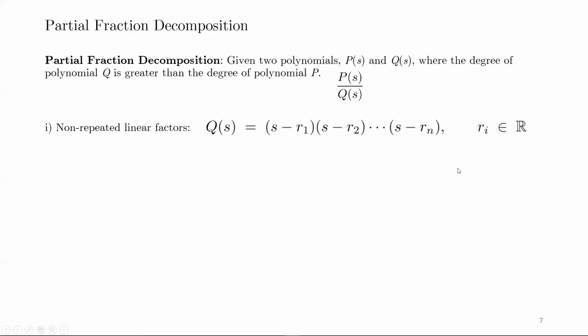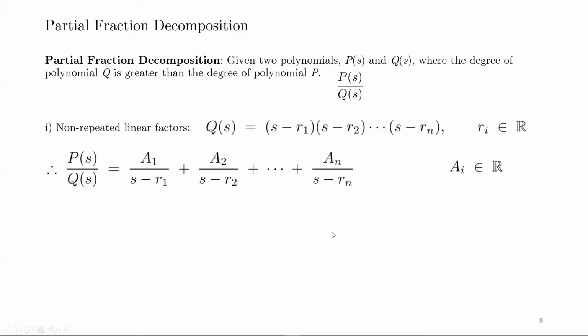So if it turns out that q can be written as the product of non-repeated linear factors, then our ratio p over q can be written as a1 over s minus r1, this first term, plus a2 over s minus r2, the second term, all the way through to an over s minus rn, where a1, a2 through to an are just real constants. Obviously we're probably going to deal with not too many terms here, but let's look at an example.